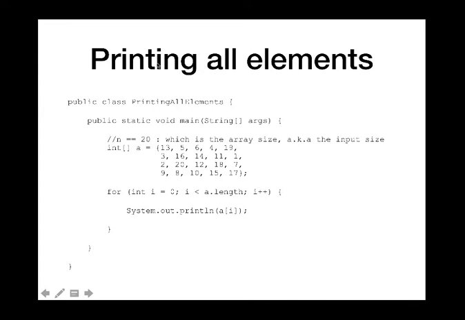I brought here as a first example the printing all elements, which is a very simple algorithm. My input is an integer array which has these elements, and it also has the size of 20. So my n, or my input size, is 20. I'm simply going over all elements here and printing one by one.